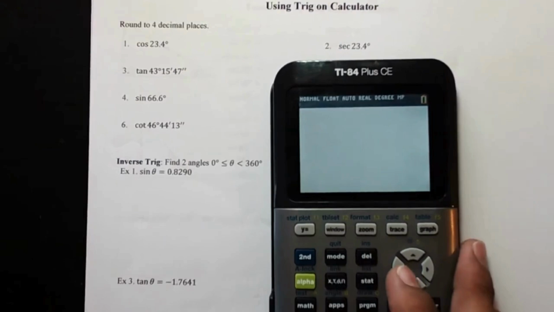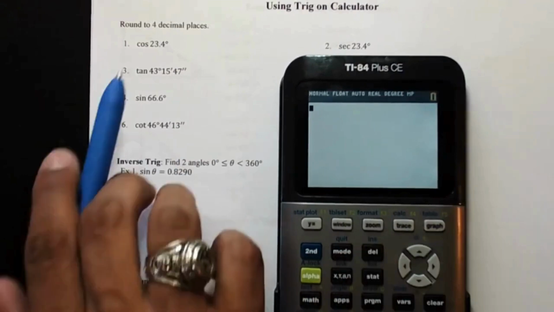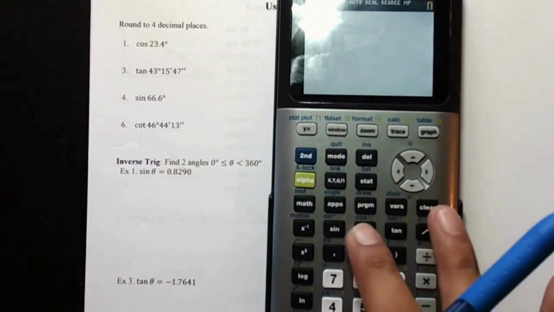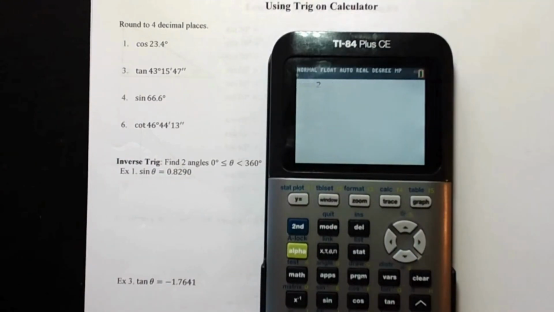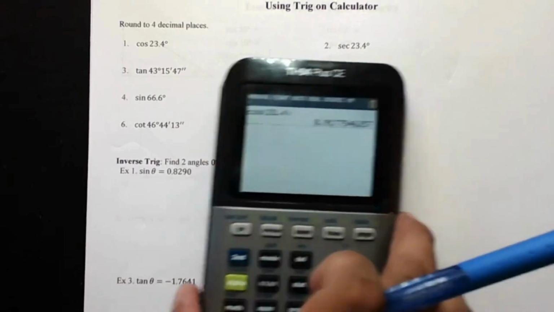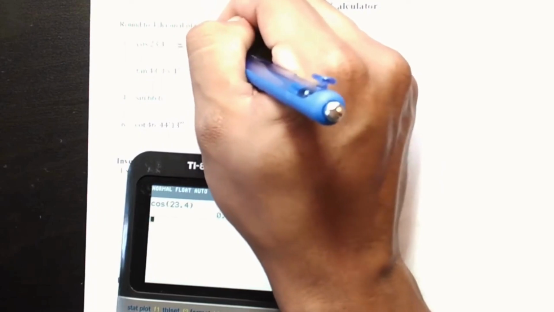Let's talk about how to use the calculator to do some of these problems. And some of these questions are really that easy. All you have to do is make sure you're in degree mode, and we're just going to type in cosine, which is right here. So cosine of 23.4. You don't really have to close a parenthesis. Some calculators are very particular about it, but you press enter where it says round to 4 decimal places. So this is 0.9178.